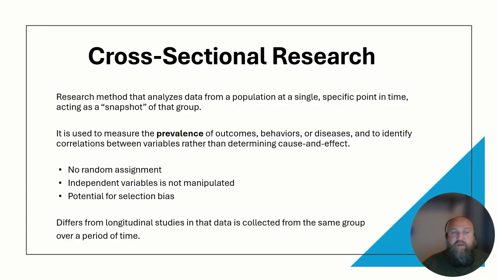Some key things with cross-sectional research: there's no random assignment, right? Because there really is no group to randomly assign. You're just going off of people who want to do your survey or whatever it may be. The independent variable is not manipulated. So, for example, with Herzing University, I'm not changing the time or what's going on during those semesters to cause the stress. I'm just trying to see, is there stress? Does it change during the semester?